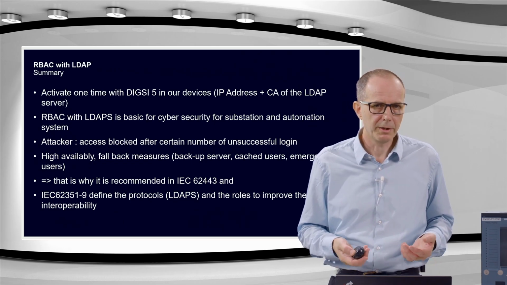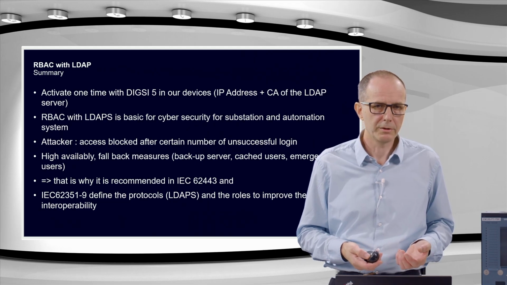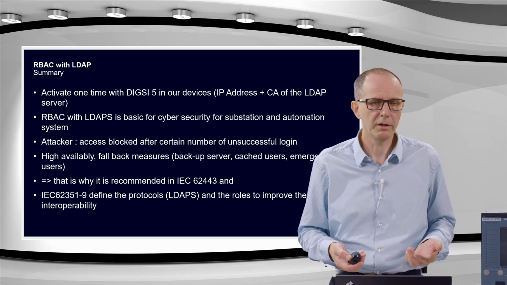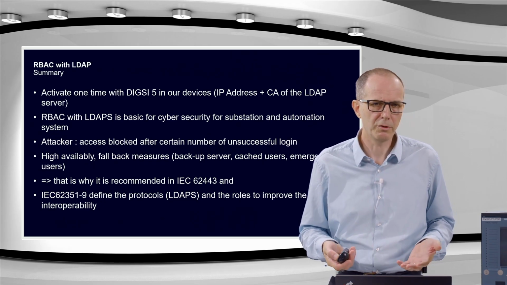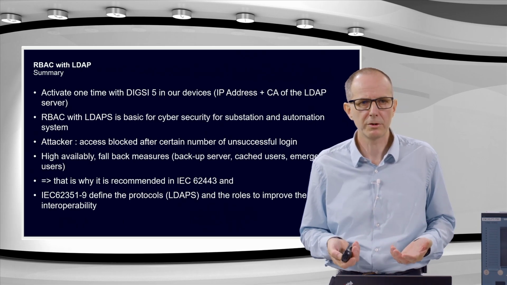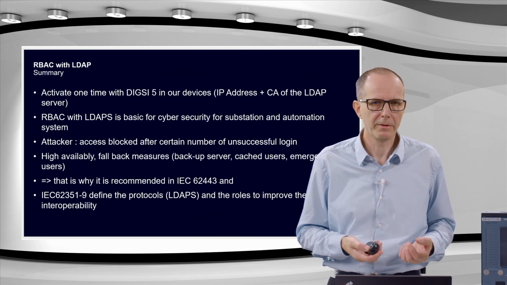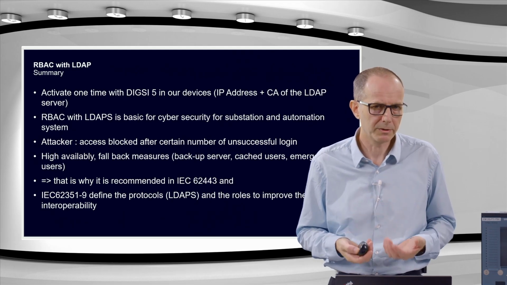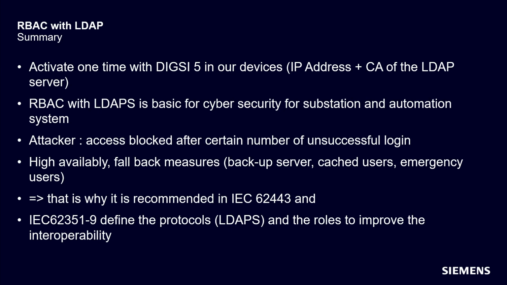RBAC with LDAP is basic for cybersecurity, for session protection in an automation system. Attacker access is blocked after a certain number of unsuccessful logins. It is possible to have high availability due to the three fallback measures: the backup server, cached user, and emergency user. That is recommended in the IEC 62443, and the IEC 62351-9 defines the protocol, like LDAP secured by TLS, and the roles to improve interoperability.